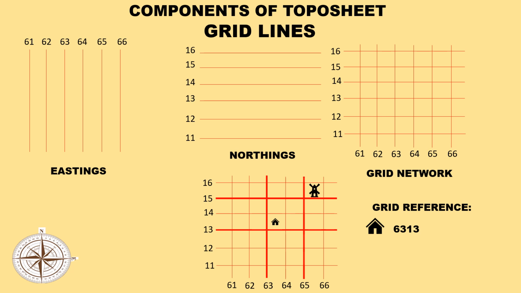In case of this hut, see, the hut has just crossed the eastings of 63 but hasn't crossed the eastings of 64. So we'll consider 63 to be the proper eastings, and in terms of northings, it has just crossed the line of 13 but hasn't crossed the line of 14. So 13 would be considered the correct northing for this hut. And what would be the four-figure grid reference of the windmill? Yes, you guessed it correct, 6515.